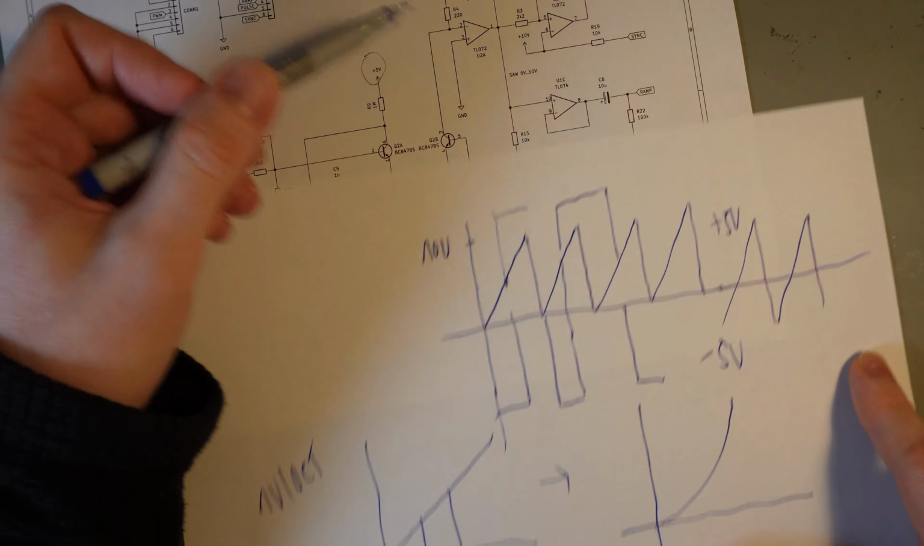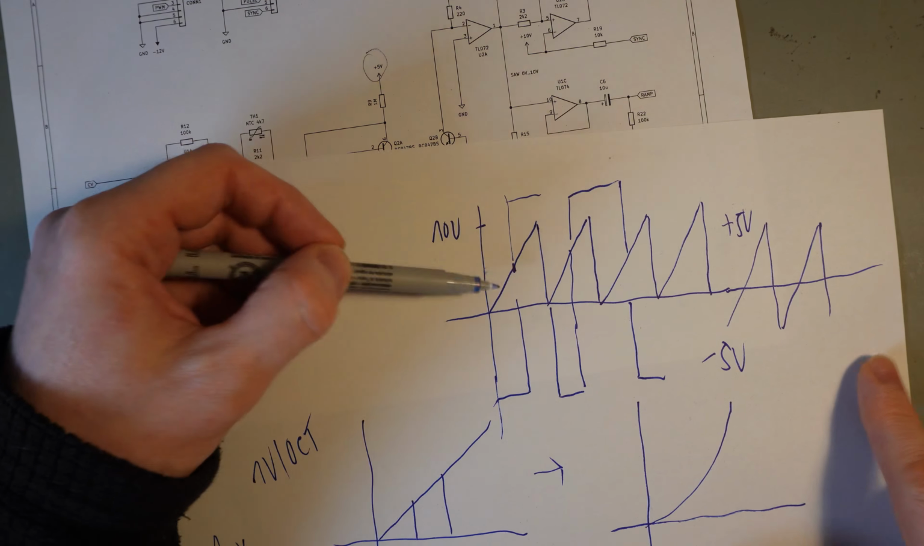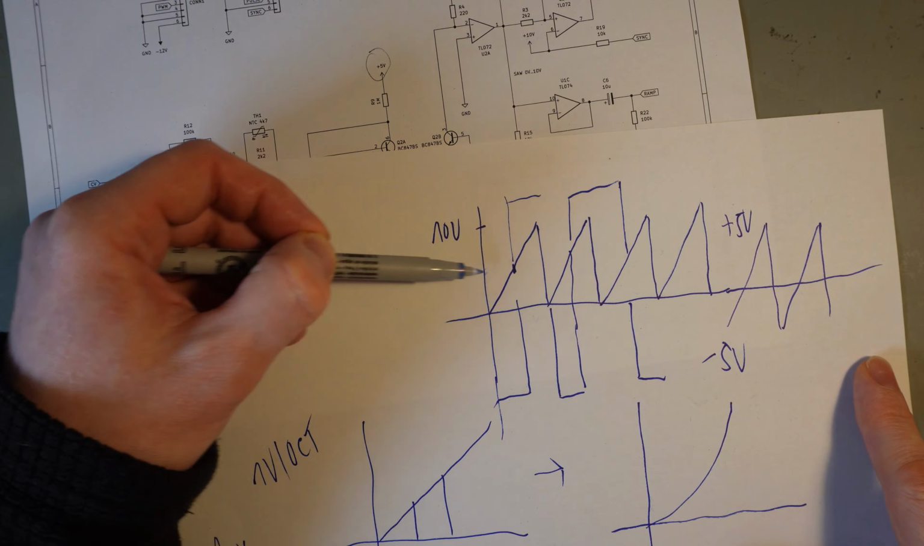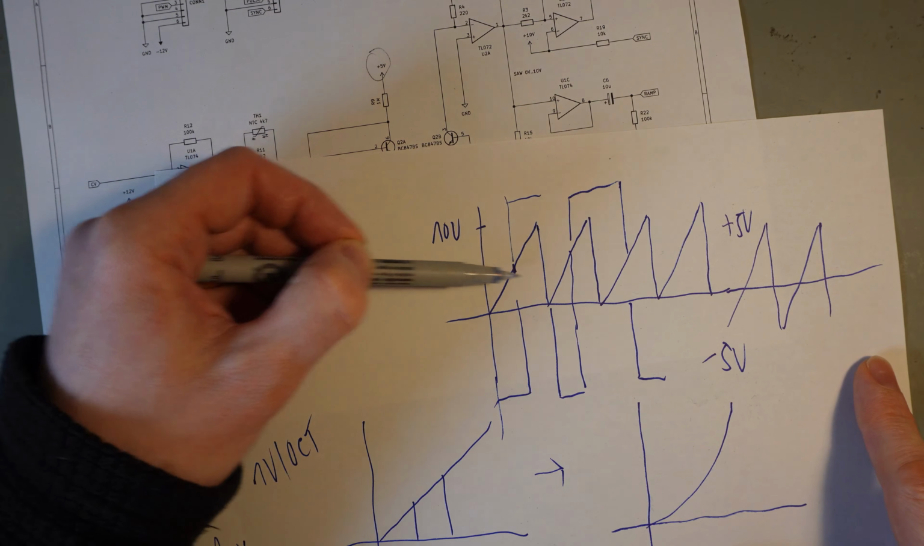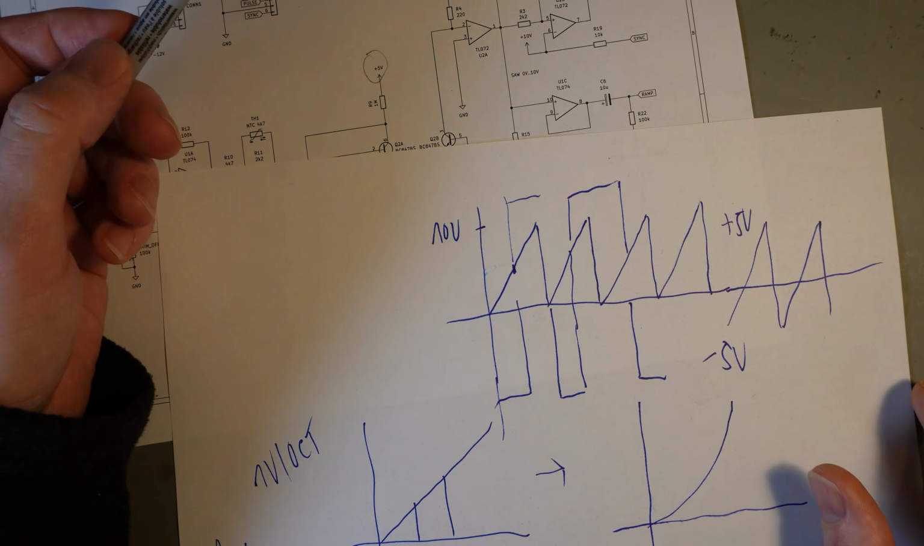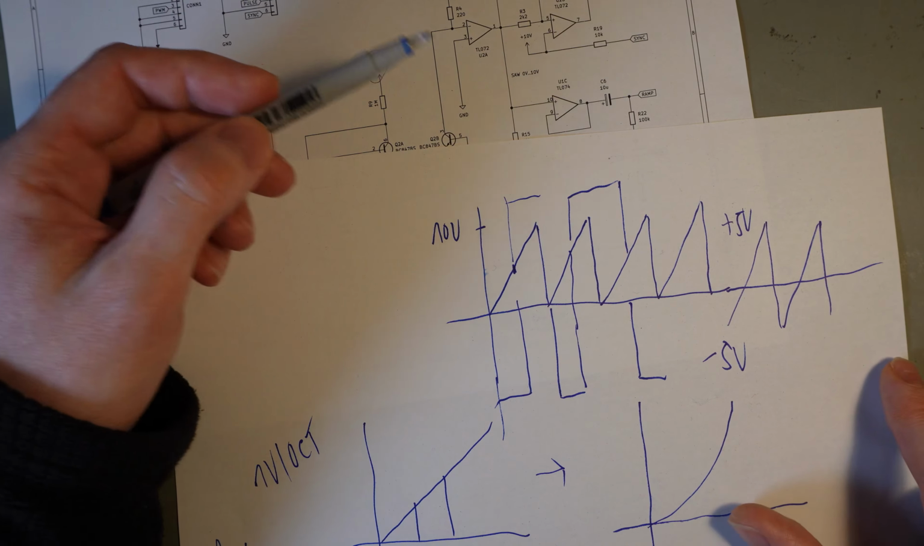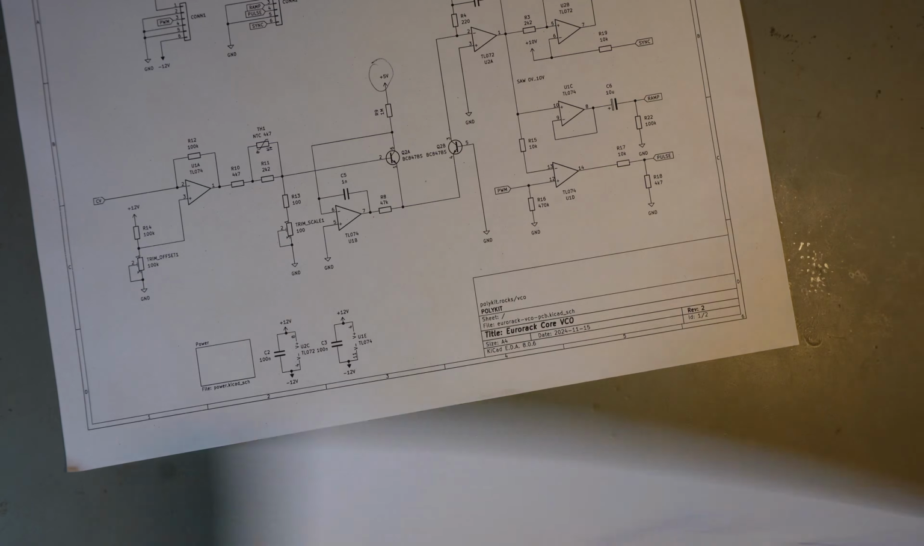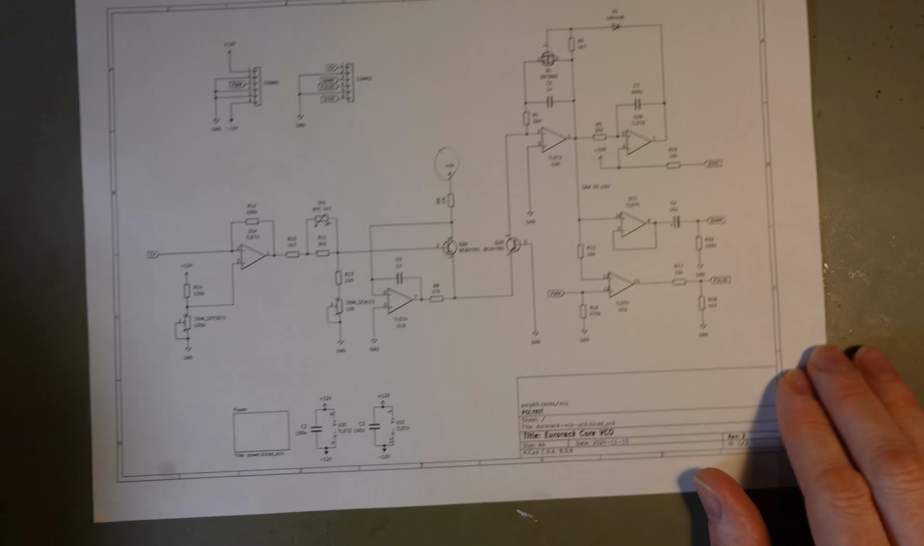So what you do to change the pulse width is you can move this control voltage here, and this will change your pulse width in the end. So it's actually pretty simple. So yeah, that's basically the oscillator core.